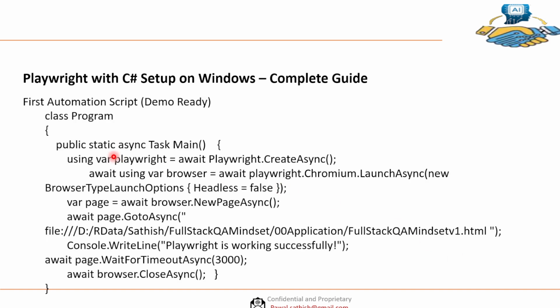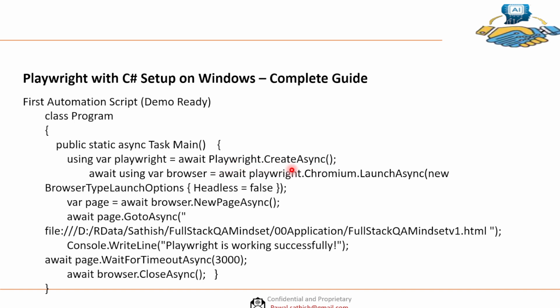This is the first program I have written. Once we have installed Playwright and .NET or Visual Studio, we'll copy this code to make sure that our Playwright is working properly and all the installation is done correctly. For this, I created one class file which has the main method.